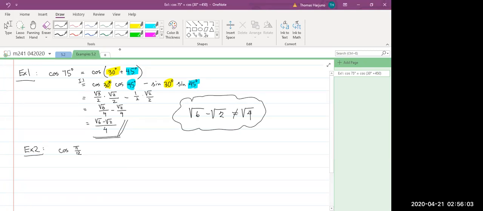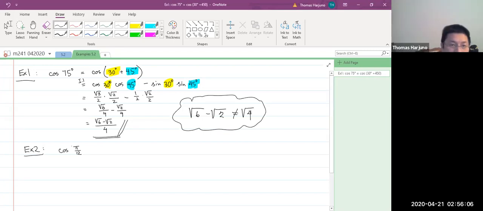Now, how about cosine of pi over 12? This time we work in radians. Now we can see pi over 12 equals 4 pi over 12 minus 3 pi over 12. Why? Because 4 pi over 12 is pi over 3, and 3 pi over 12 is pi over 4. So we can rewrite it as cosine of pi over 3 minus pi over 4.